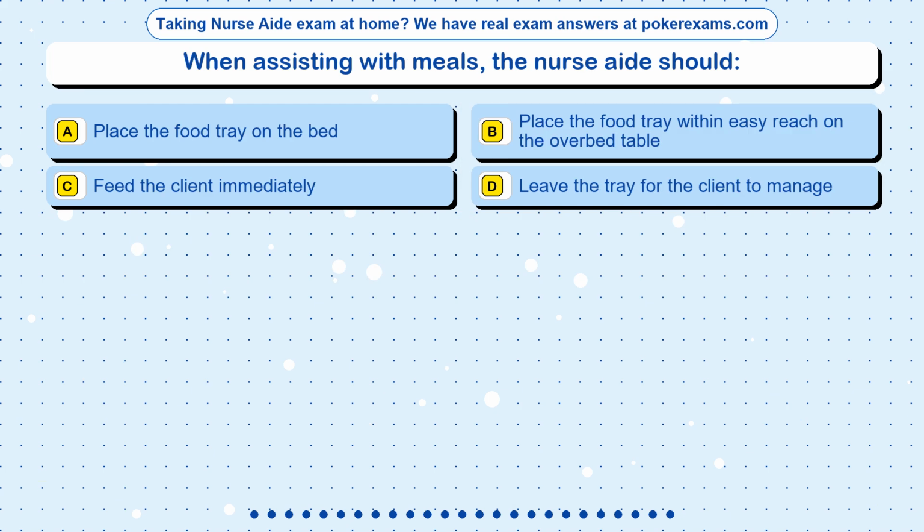Question 2. When assisting with meals, the nurse aide should: Option A, place the food tray on the bed. Option B, place the food tray within easy reach on the overbed table. Option C, feed the client immediately. Option D, leave the tray for the client to manage.